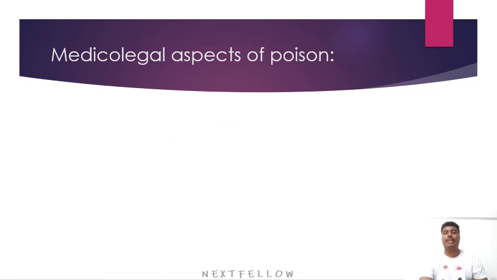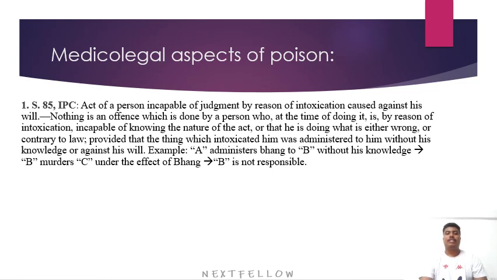Now, what are the medico-legal aspects of poison? Section 85 of the IPC. It says that the act of a person incapable of judgment by reason of intoxication caused against his will. That is, nothing is an offense which is done by a person who at the time of doing it is, by reason of intoxication, incapable of knowing the nature of the act or that he is doing what is either wrong or contrary to law, provided that the thing which intoxicated him was administered to him without his knowledge or against his will. So it's very complicated language, the language of law.